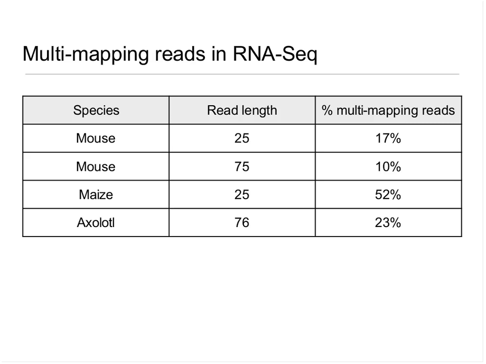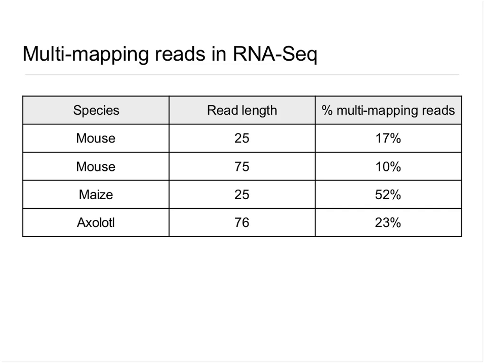Okay, so is this really a problem? Maybe it's not a big deal to throw these reads away, but actually it is kind of a big deal depending on your application. So if you look at, say, the mouse, if you had read lengths of 25, you'd have maybe 17% of your reads that are mapping non-uniquely. If you increase the read length to 75, you might drop that down to 10%. And if you go higher, you can get that even lower, but it doesn't go to 0.